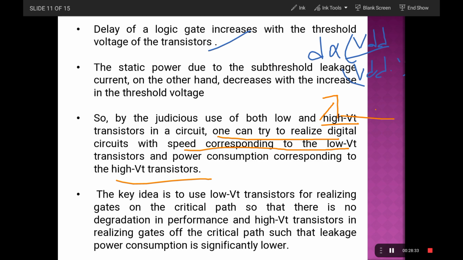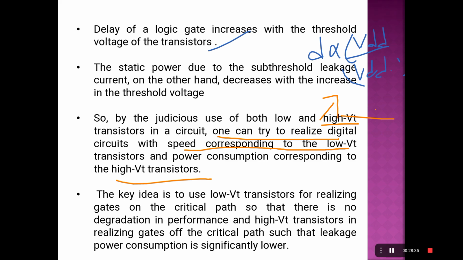The key idea is to use low VT transistors for realizing the gates on a critical path, so there is no degradation in the performance. As well as you have to maintain the high VT transistors in case of the non-critical paths. Therefore, you can reduce the leakage current. That is the basic important point. How you are using the threshold voltage in any circuit is very important.